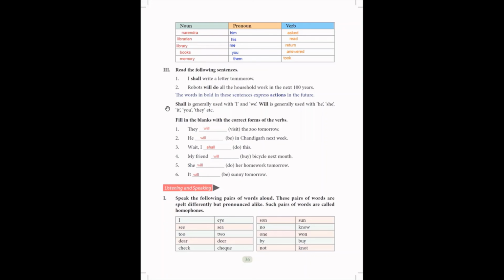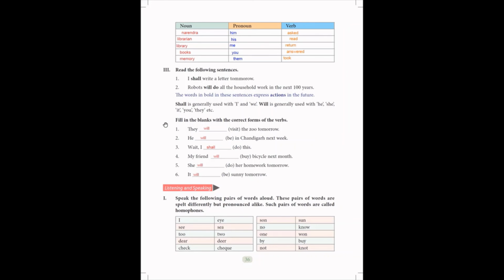Great. We'll move on to the next part now. It is about shall and will, where to use these two words. Two examples are already given. The first sentence is, I shall write a letter tomorrow. Robots will do all the household work in the next 100 years. Now, the words in bold in these sentences express actions in the future. So these are future tense sentences, shall and will do. Shall is generally used with I and we. Will is generally used with he, she, it, you, they, etc.